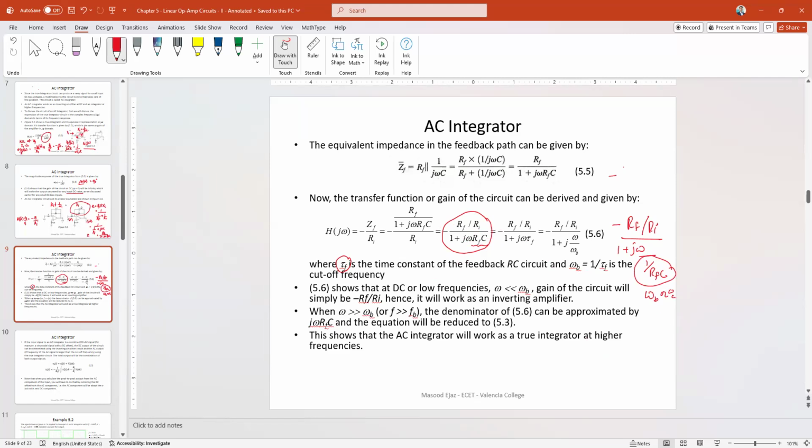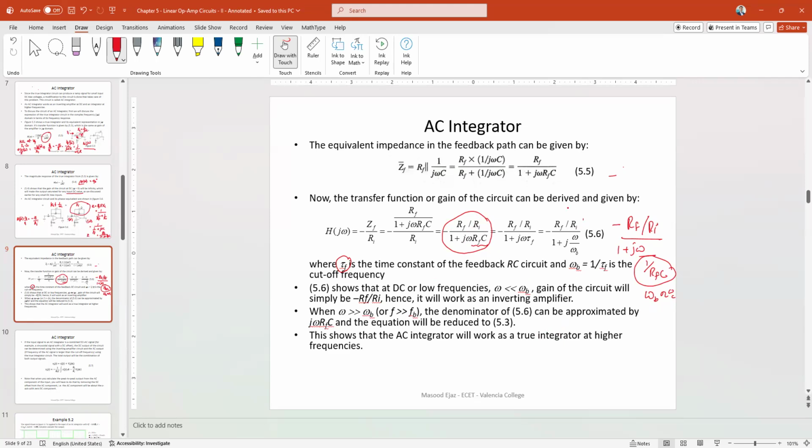So at the breaking or cutoff frequency, what's going to happen? The gain of the amplifier is going to be 70.7% down from its DC gain. And remember, the DC gain is RF over R input. So that is going to be at the breaking frequency.